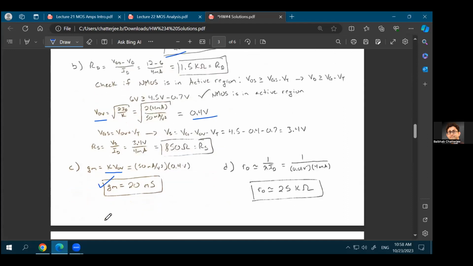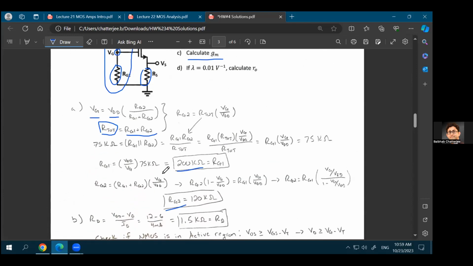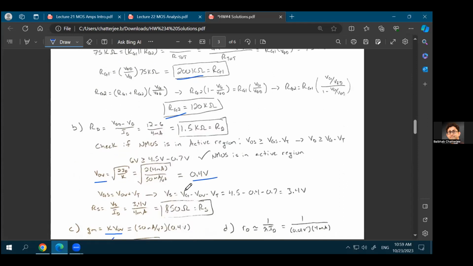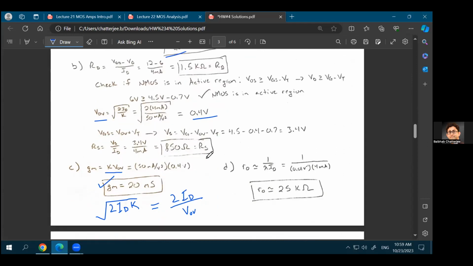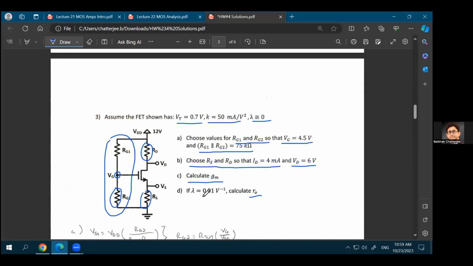You can use other formulas of GM. GM, you know that GM is equal to square root of twice ID times K. And it is also equal to twice ID divided by VOV. So whatever equation you use, eventually you'll see that your GM value will be same, because all these equations do talk about the same thing eventually. And all of those equations are derived from the same equation, which was this equation of your current in the active region, which is ID equal to K over 2 times VOV squared. You can also find out what is RO if the value of lambda is given.